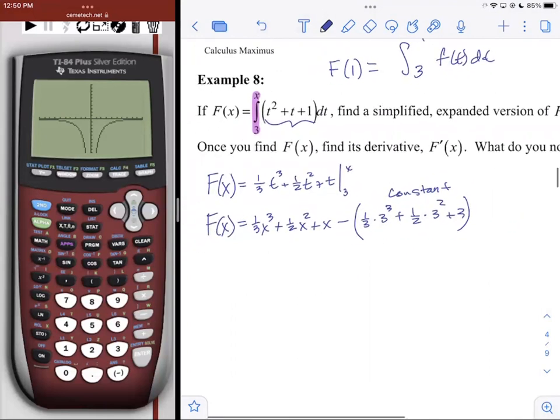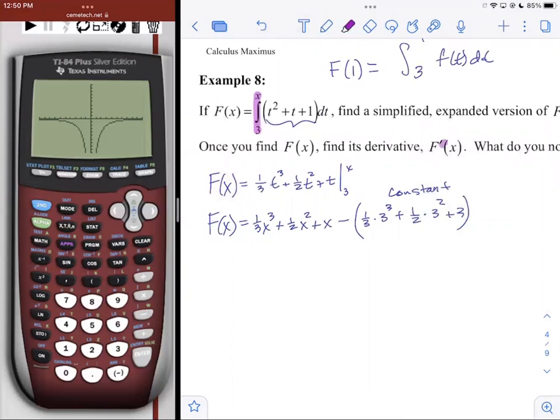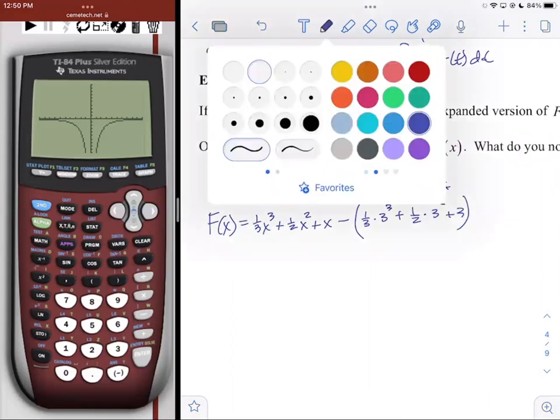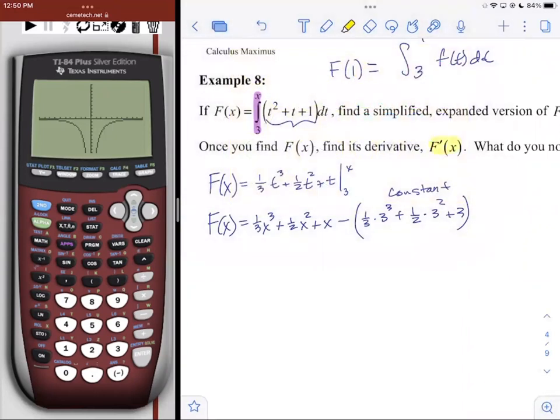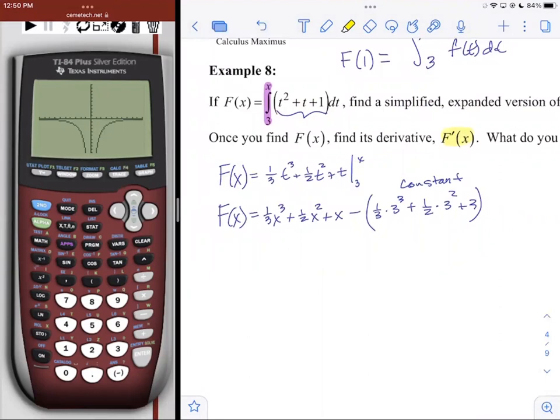Okay. What I want to do now is turn around and find big F prime of x. And I know what you're saying. Why in the heck do you want to do that? We just found the antiderivative. Why do you want to turn around and find the derivative, right? Because they should do what to each other?